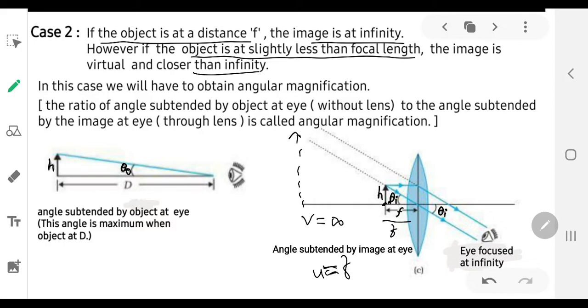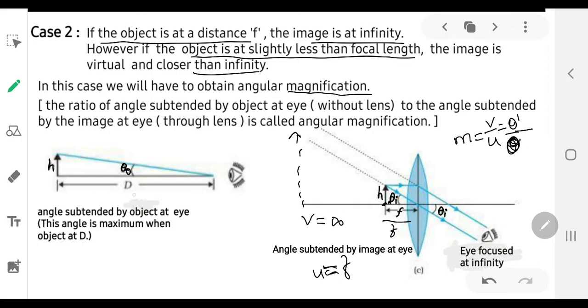Now here, to have the magnification formed by the simple microscope, we are considering the angular magnification. Angular magnification means magnification, as you have v by u, we can have theta dash by theta. It is the angle formed by the image at the eye divided by the angle formed by the object at the eye. So maximum angle formed by the object at the eye.